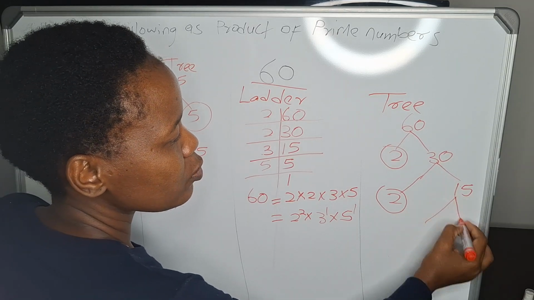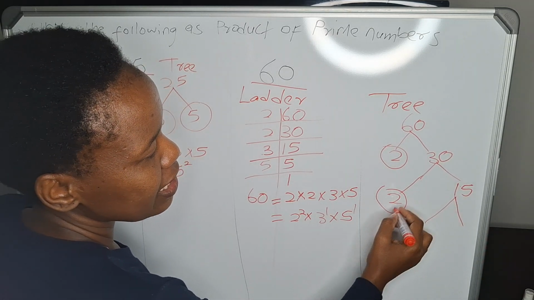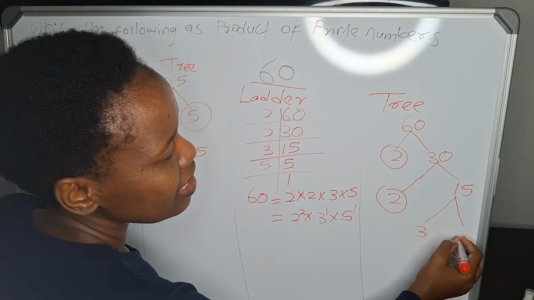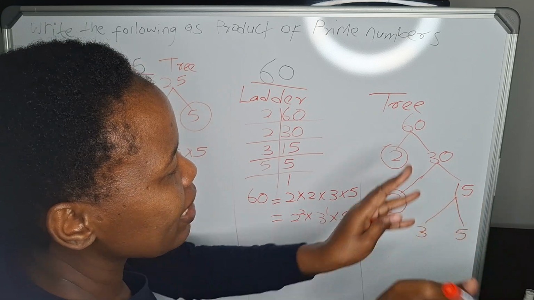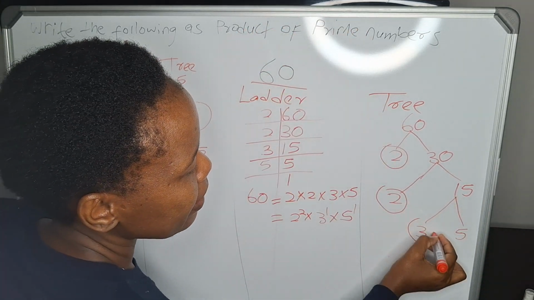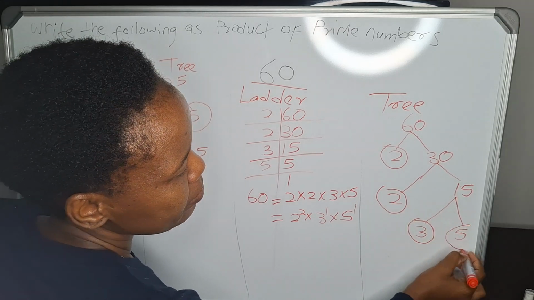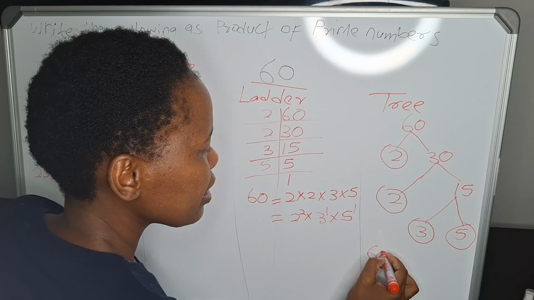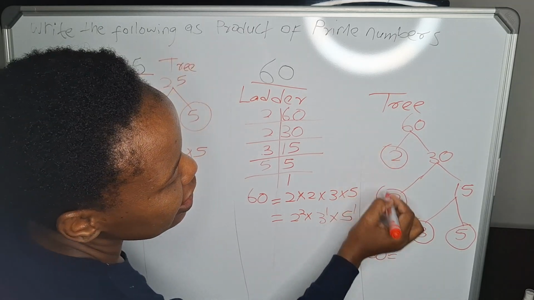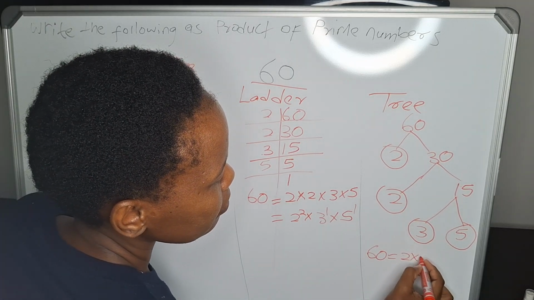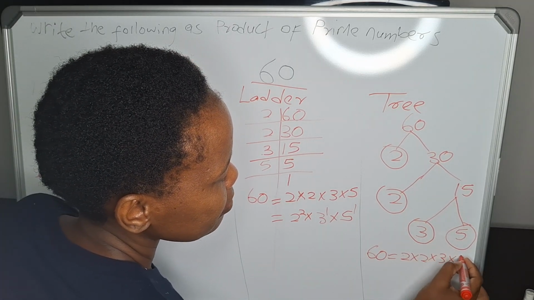So 15 also will go into 2 branches. 2 is not in there. The next one is 3. So 15 is 3 times 5, because when you branch it and bring it back, you multiply them back, and they must give you that number. Is 3 a prime? Yes, I circle it. Is 5 a prime? Yes, I circle it. That means I'm done. Then I do my conclusion. Therefore, 60 is, you take all the numbers you circled, which are all the prime numbers: 2 times 2 times 3 times 5.